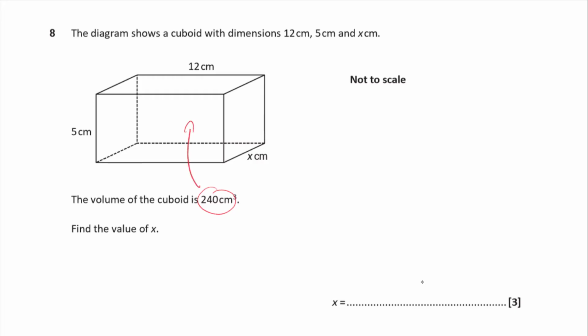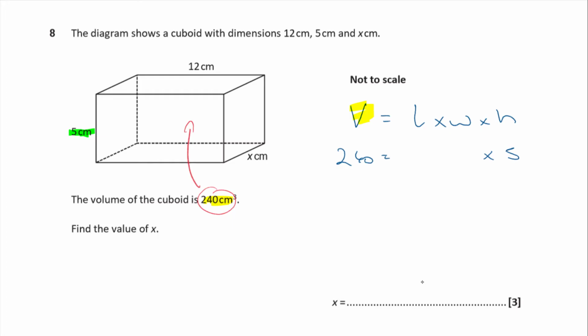And we also know the formula for finding the volume of a cuboid, don't we? Its volume is equal to length times width times height. Now here we know most of those things. We know the volume. The volume is 240. They give it to us in the question. We know the height. Height is 5, look. So that's going to be times 5.